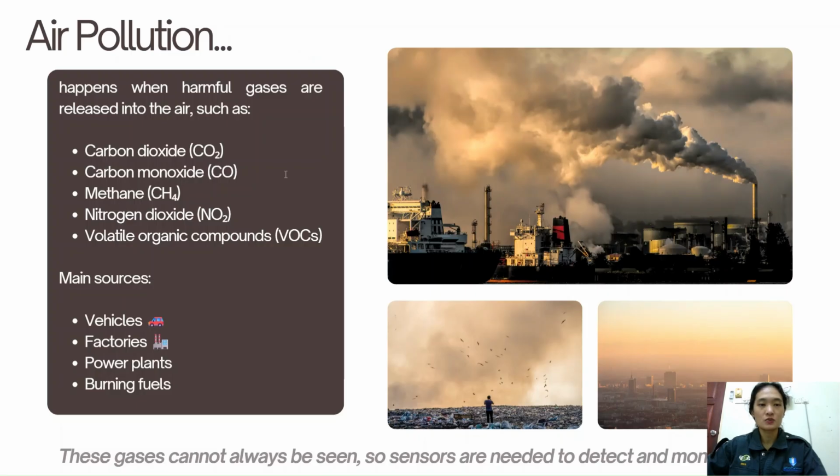Air pollution occurs when harmful gases and particles are released into the atmosphere. Common air pollutants include carbon dioxide, carbon monoxide, methane, nitrogen dioxide, and volatile organic compounds. These pollutants mainly come from vehicle exhaust, industrial activities, power plants, and fuel combustion. Most air pollutants are invisible and cannot be detected by human senses. Therefore, sensors are required to monitor and measure the air quality accurately.